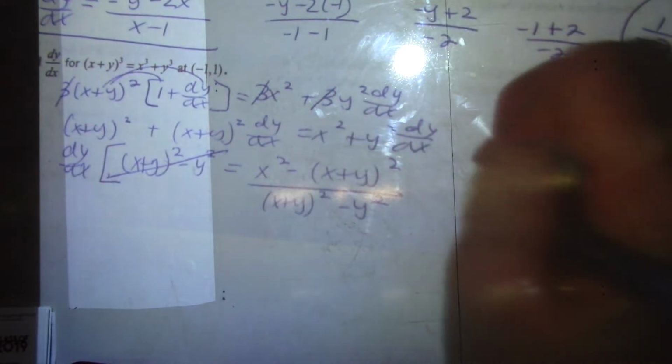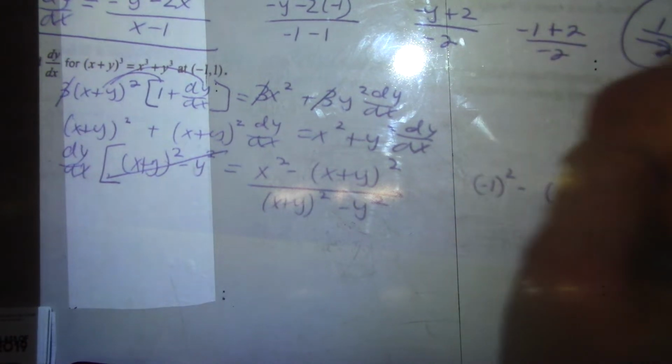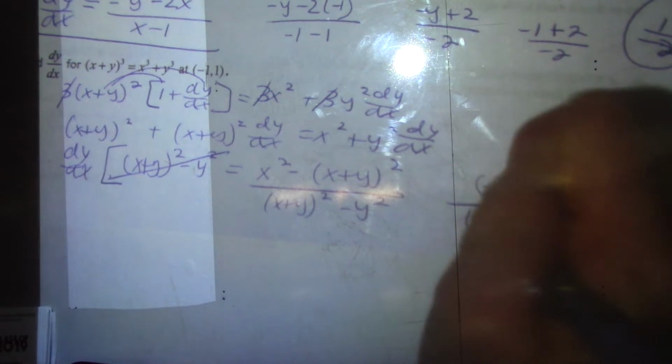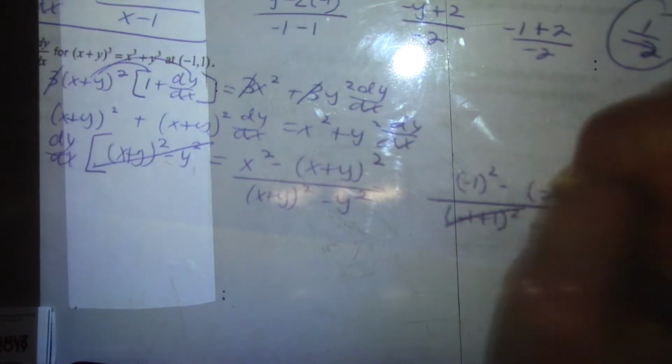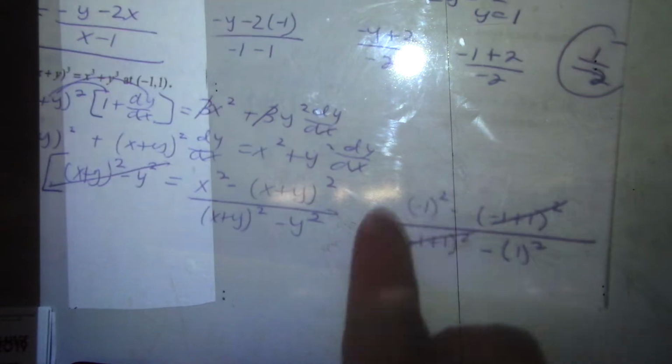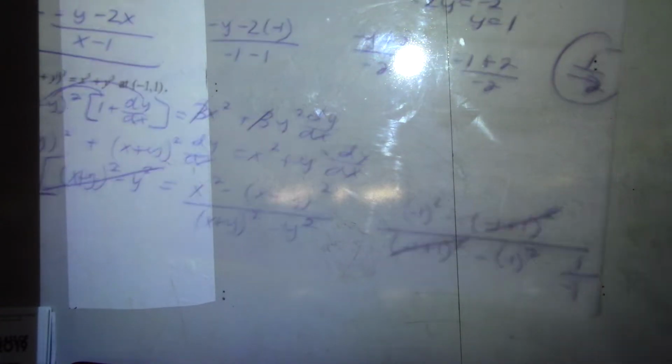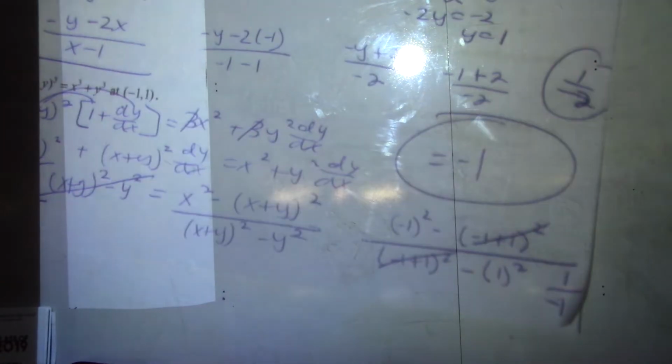So I've got (−1)² − (−1 + 1)². Well, that's just going to be 0. And then (−1 + 1)² again is 0, minus y² would be 1². (−1)² becomes +1, minus 1² is −1, so your answer is −1.